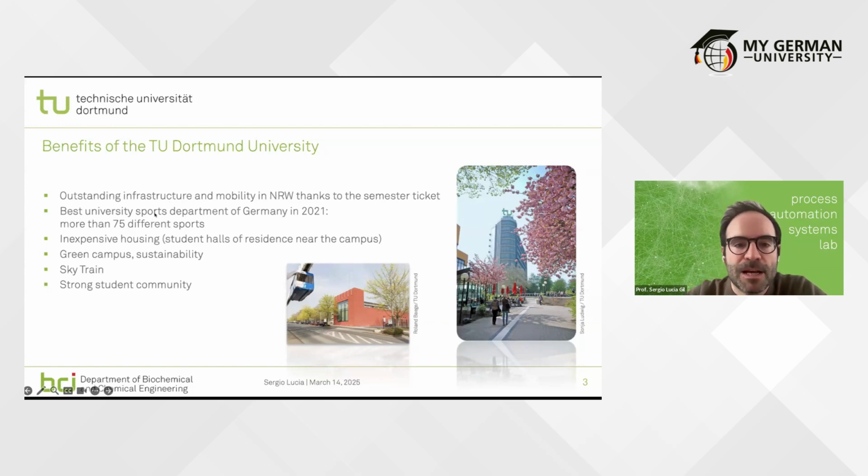It has a very large university sports building with a lot of different sports. It has inexpensive housing, especially compared to many other places in Germany. It is a very green campus. It has a sky train. It's the only university in Germany where you can see a sky train that connects the campus in the north and the campus in the south. You can also walk, but you can also take the sky train. It's a pretty interesting experience. And because it's a campus university, it has also a very strong student community.